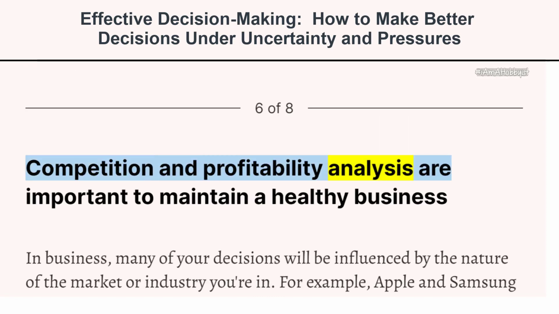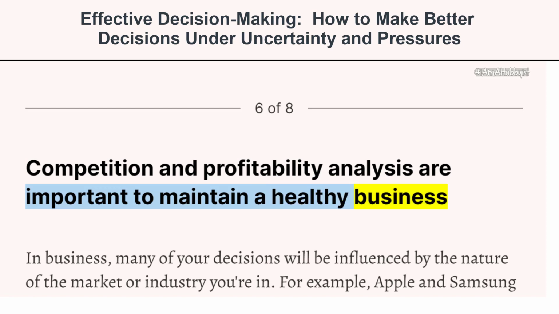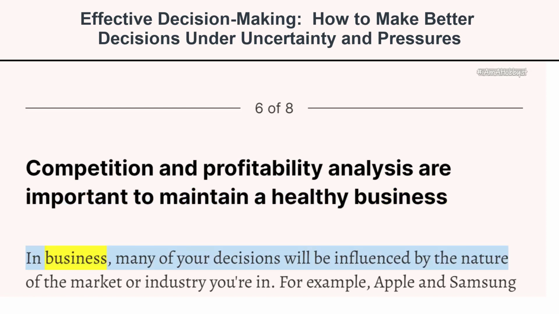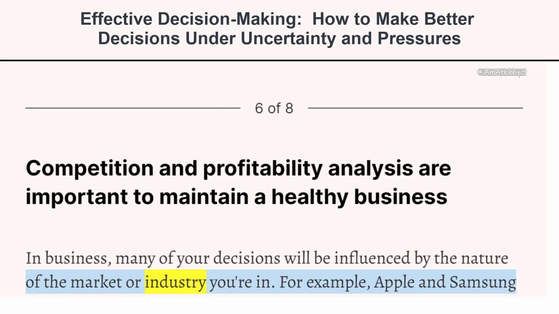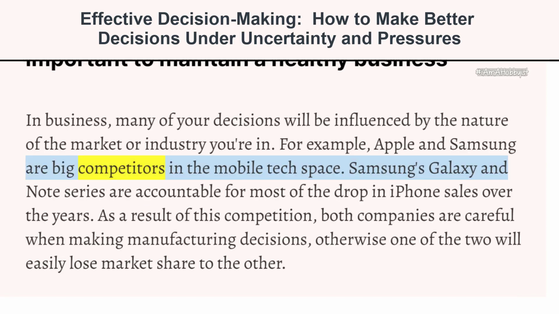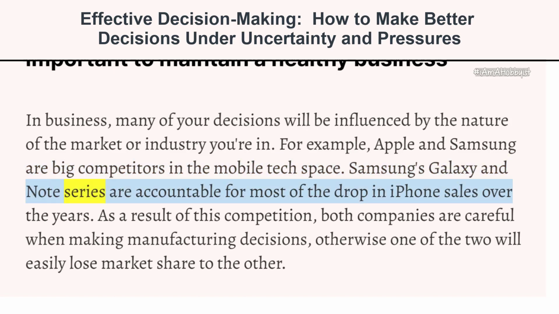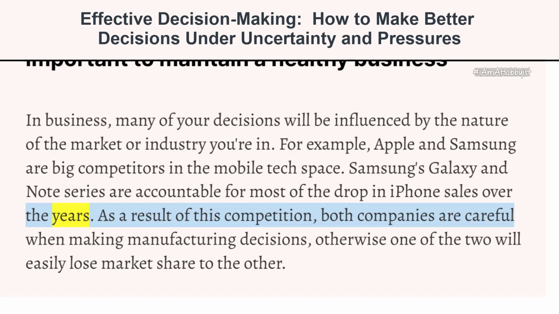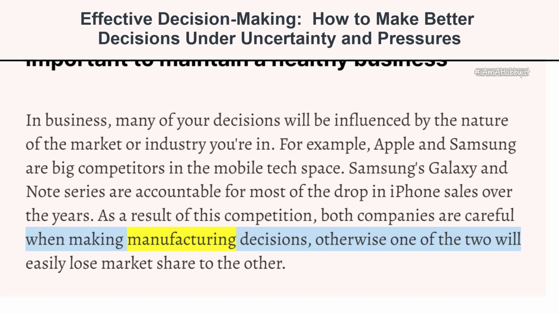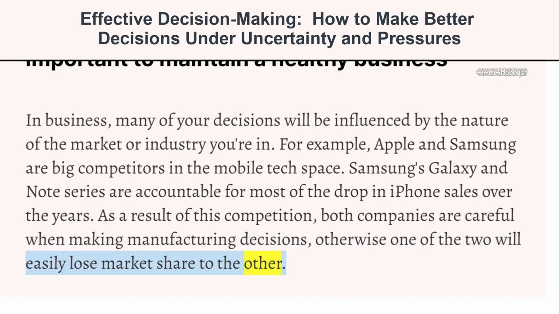Competition and profitability analysis are important to maintain a healthy business. In business, many of your decisions will be influenced by the nature of the market or industry you're in. For example, Apple and Samsung are big competitors in the mobile tech space. Samsung's Galaxy and Note series are accountable for most of the drop in iPhone sales over the years. As a result of this competition, both companies are careful when making manufacturing decisions, otherwise one of the two will easily lose market share to the other.